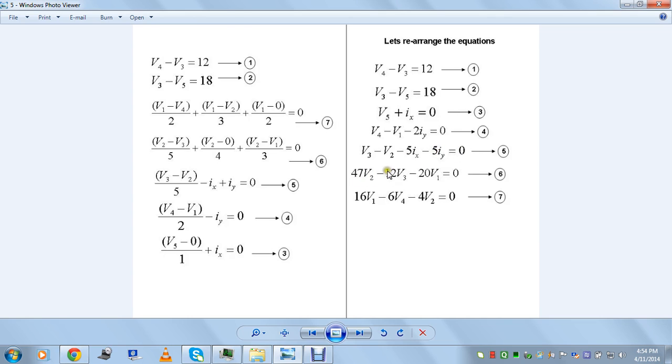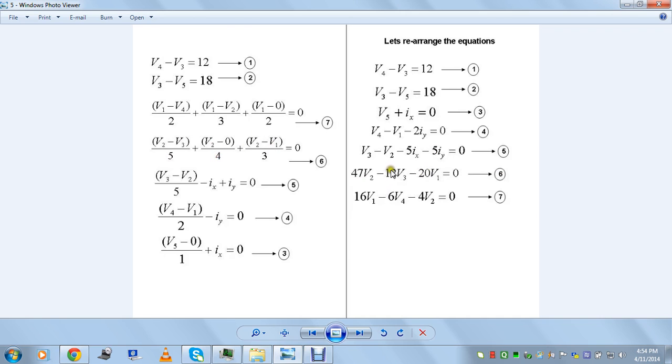The last 2 equations take a little while. The sixth equation: the LCM is 12, 4 into 3, 12. So 12V2 minus 12V3 plus 5 into 3, 15V2, plus V2 minus V1 multiplied by 5 into 4, 20.